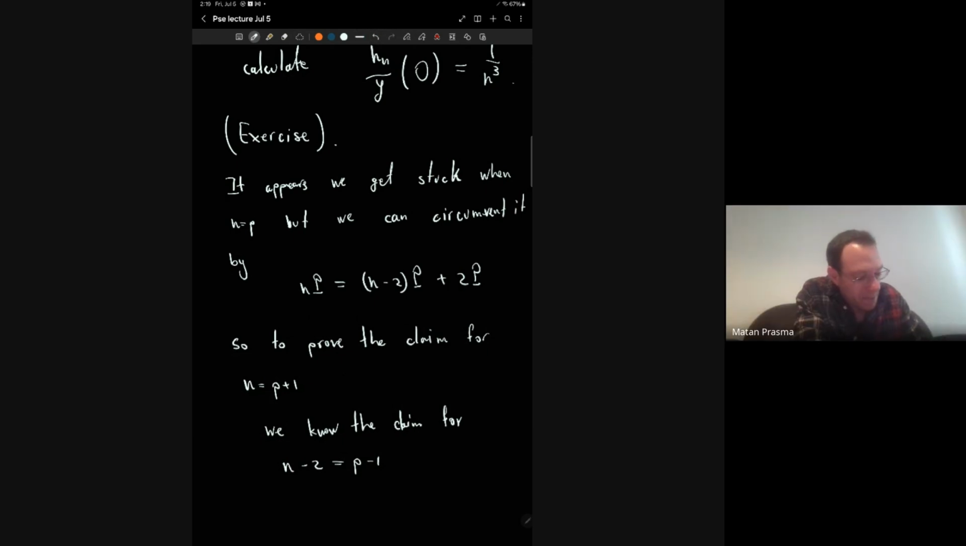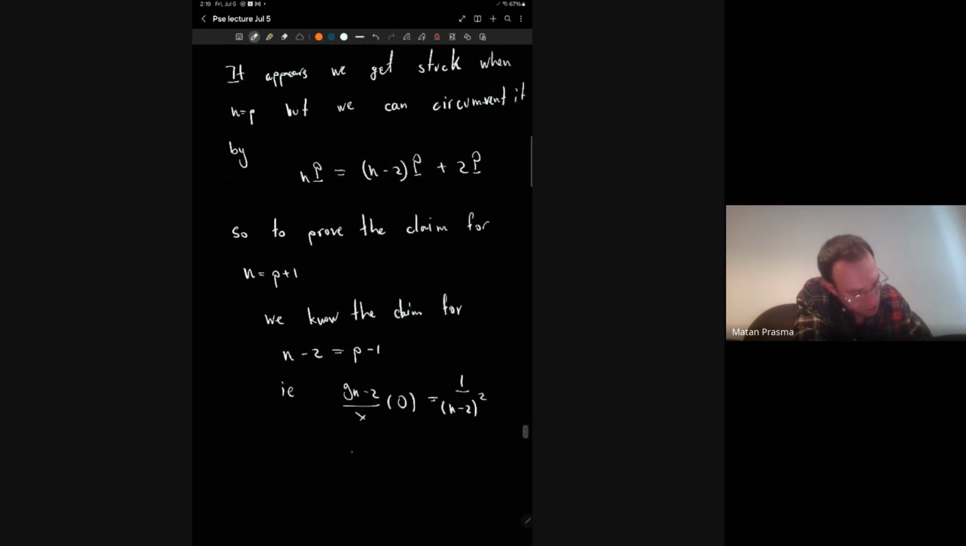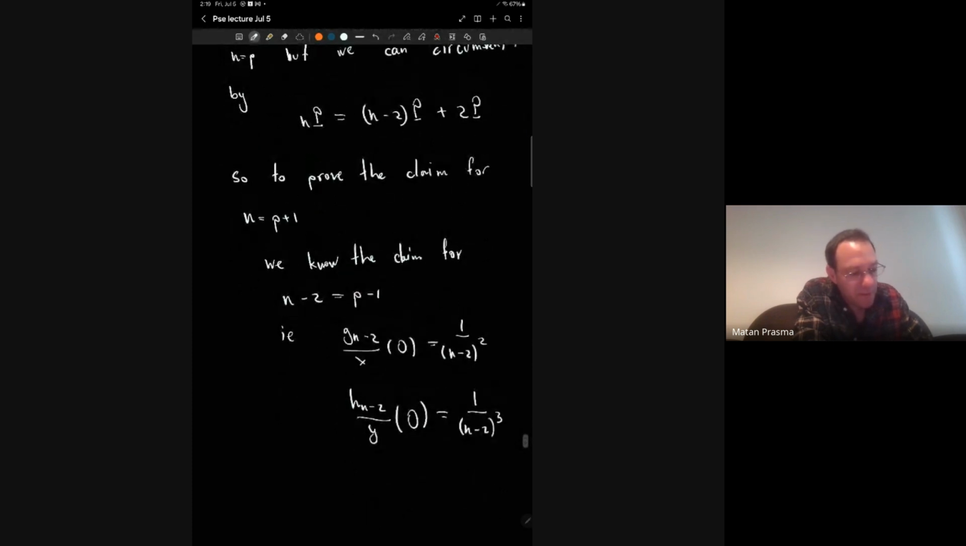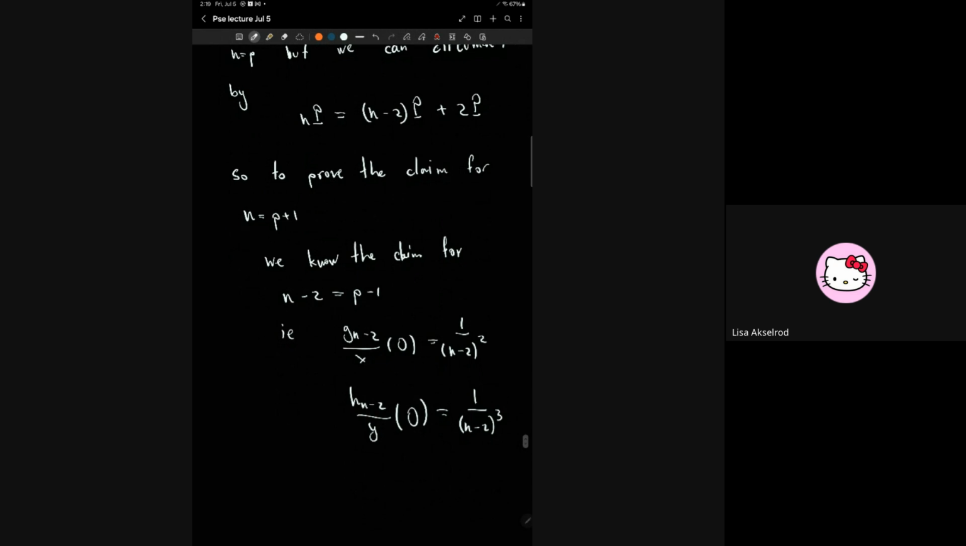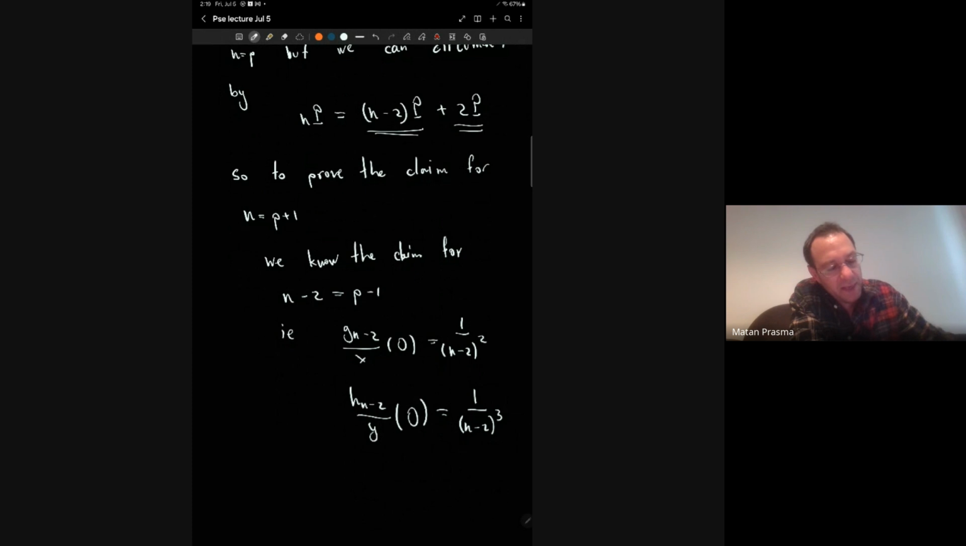So we know the claim, i.e., we know that the partial of g_{n-2} divided by x evaluated at O is 1 over (n minus 2) squared. And we also know that the partial of h_{n-2} divided by y evaluated at O is 1 over (n minus 2) cubed. And we also know the claim for n equals 2, right? Yes. Okay, so now I have all the ingredients I need, right?